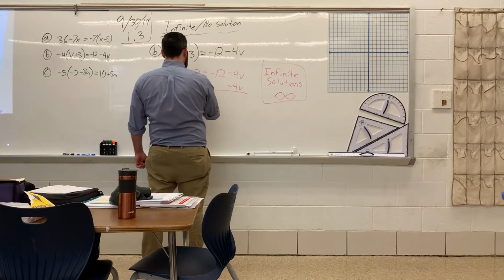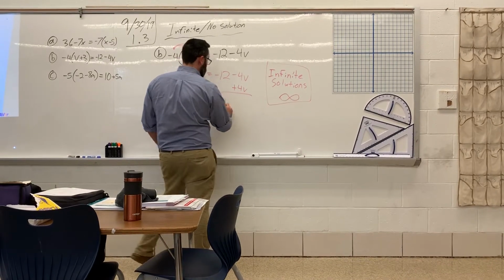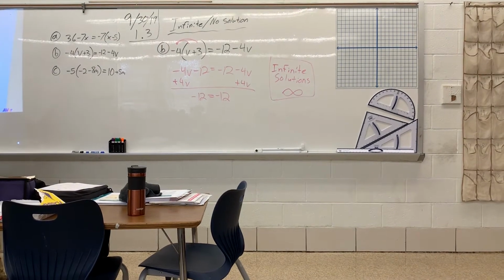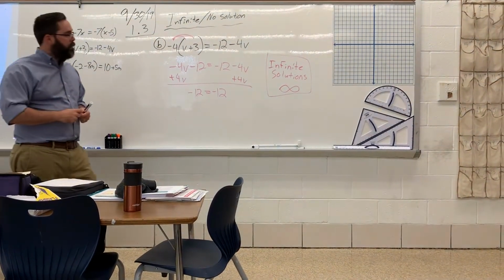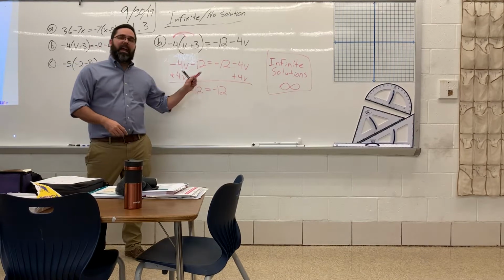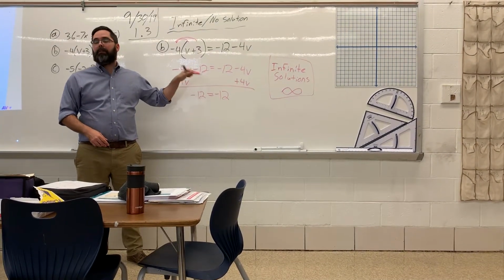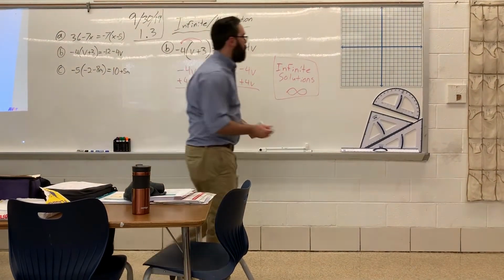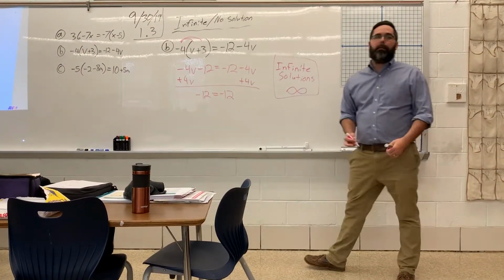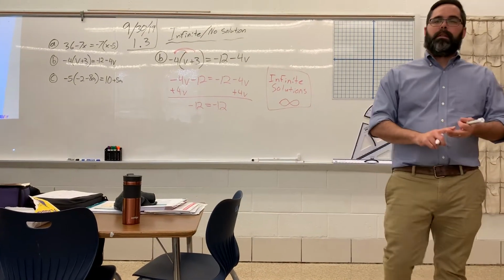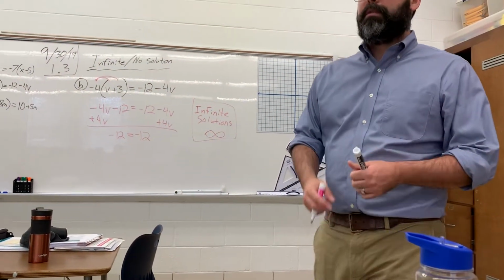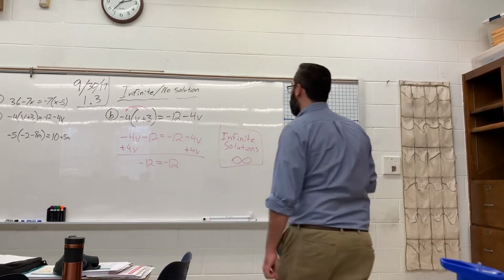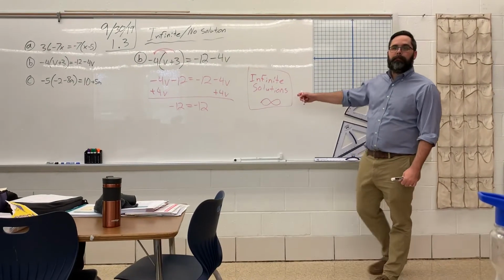And I get negative 12 equals negative 12. When does negative 12 equal negative 12? Always. So this means that any real number that can be input for x will be a solution. So instead of writing every known real number, which means all integers, whole numbers, all rational numbers, all irrational numbers, instead of writing all those out, we just say all of them.